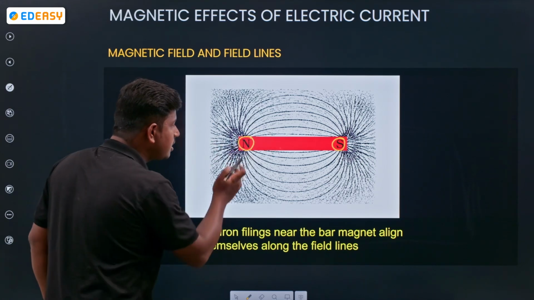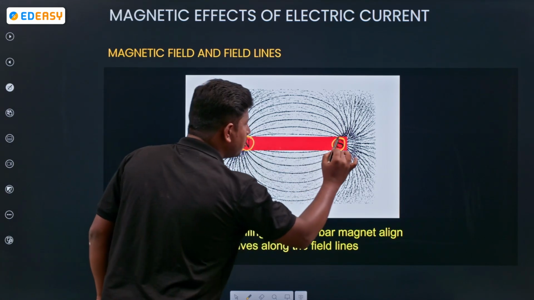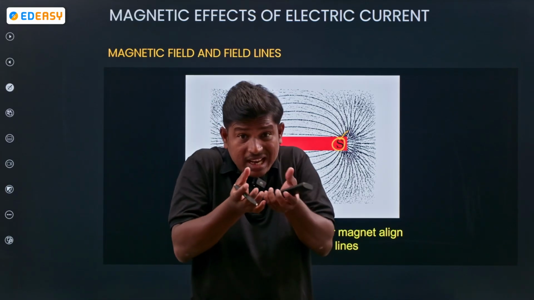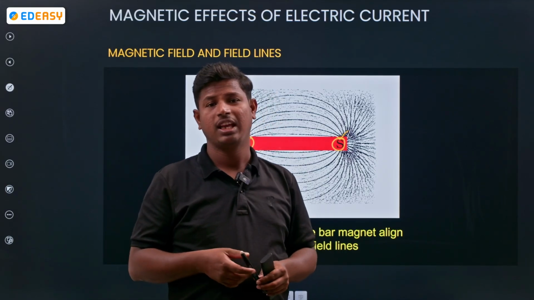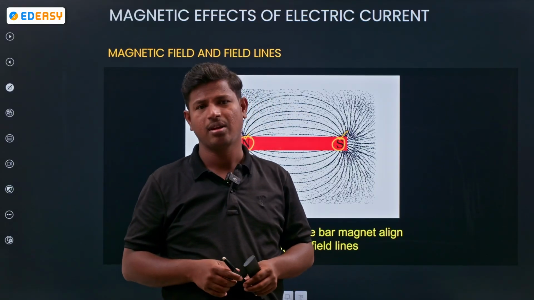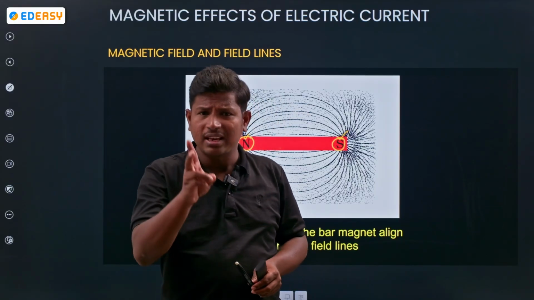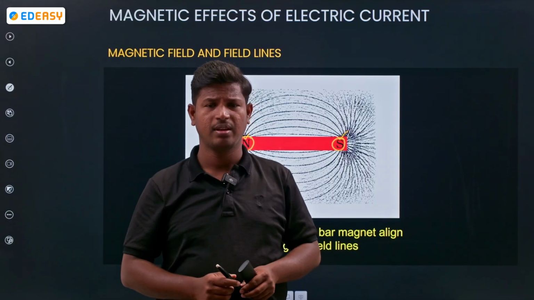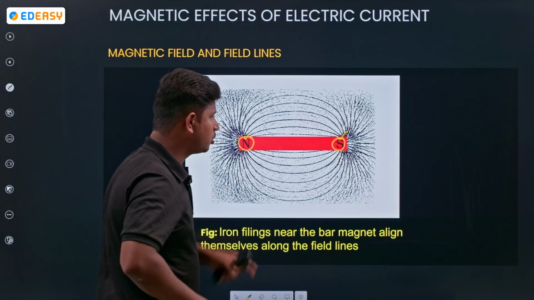How many poles are there? Two poles: north pole and south pole. Even if you divide or break the magnet, whatever you do, the magnet always exists with two poles, north pole and south pole.